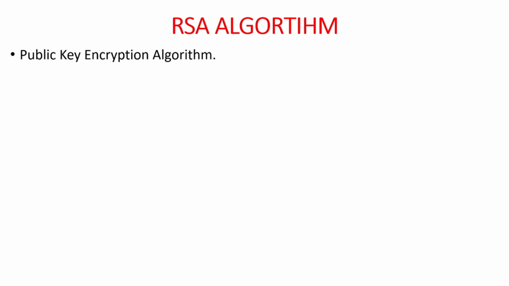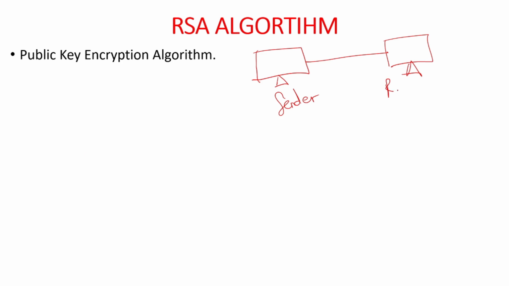RSA is called a public key encryption algorithm because we do the encryption using the public key. Data encryption is done using the public key. This is a sender, this is a receiver. The sender wants to send data to the receiver, so this data is encrypted using the public key. That's why it is called a public key encryption algorithm. Data is converted into ciphertext using the public key.